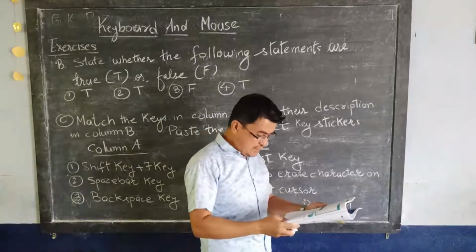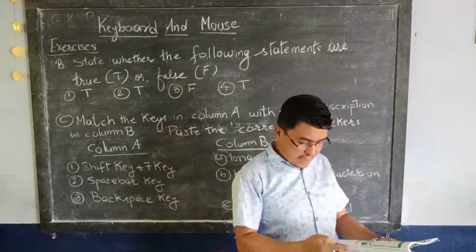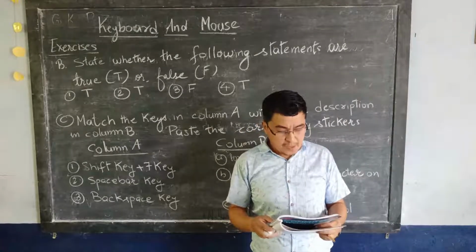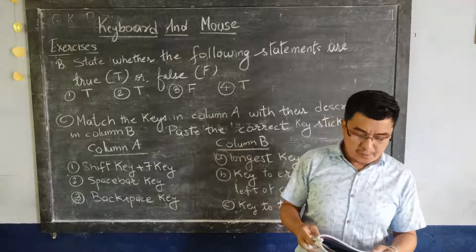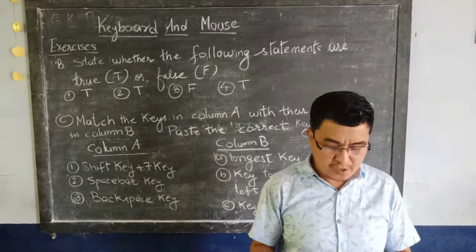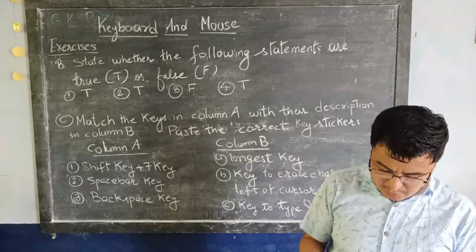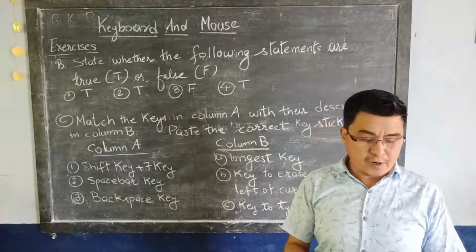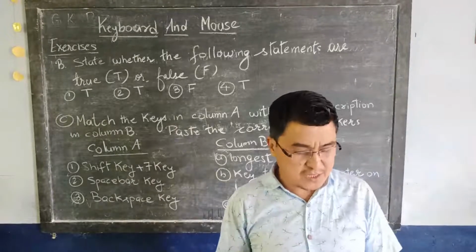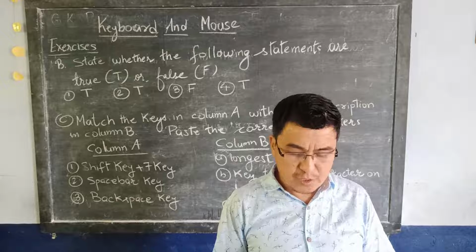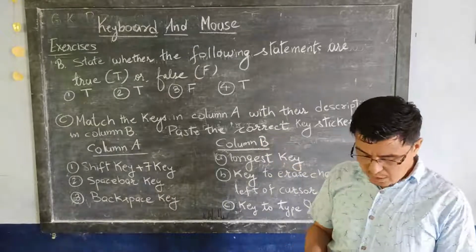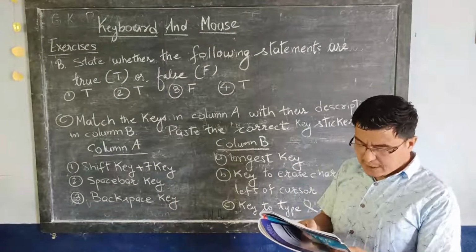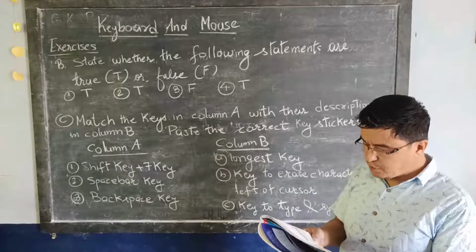Number 5. The backspace key erases letters or numbers to the right of the cursor. If you look at the quick recap, number 3, the backspace key erases the letter or number to the left of the cursor. So the last statement is true or false? The quick recap says the backspace key erases the letter or number to the left of the cursor. Here statement number 5 says the backspace key erases letters or numbers to the right of the cursor.